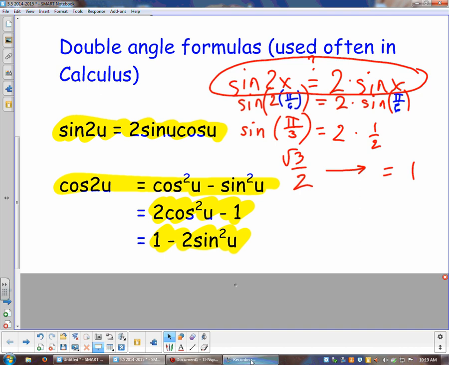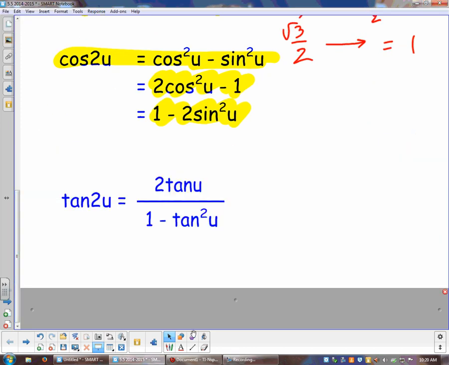There is also a formula for tangent of 2u. That's 2 times the tangent of u over 1 minus tangent squared u. All right, let's take a look at this first example. This is on your handout.